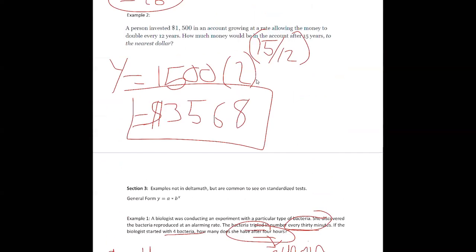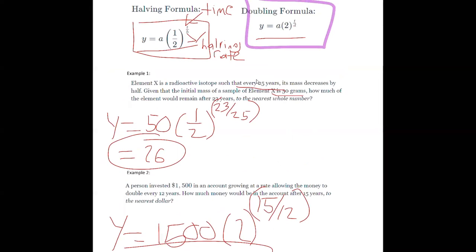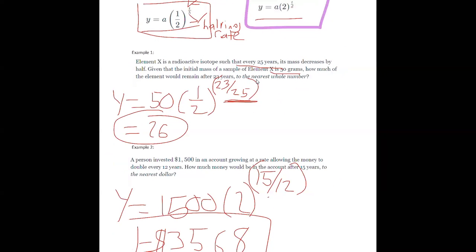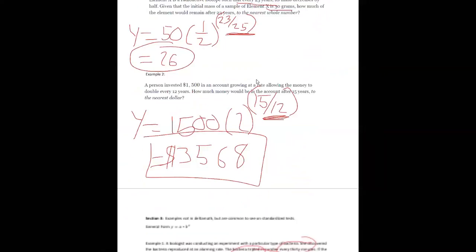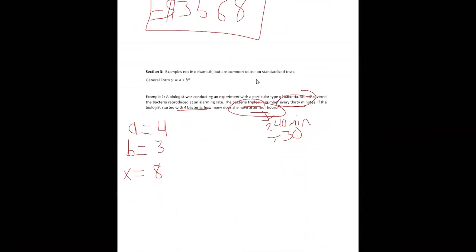And that's really what we're doing in this formula here. That's why we have a fraction. This is really how many times would it be half, and this is really how many times would it double. You're not going to have a solid rate. But then when you get it, you would just plug it into this formula.